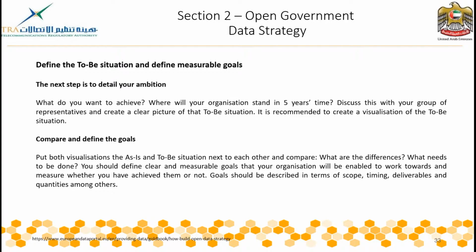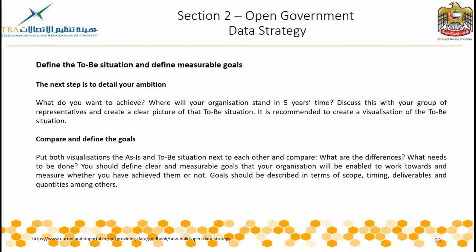Next, we're going to define the to-be situation and measurable goals. The next step is to detail your ambition. Ask yourselves, what do you want to achieve? Where will your organization stand in 5 years' time? Discuss this with your group of representatives and create a clear picture of that to-be situation. It is recommended to create a visualization of the to-be situation.